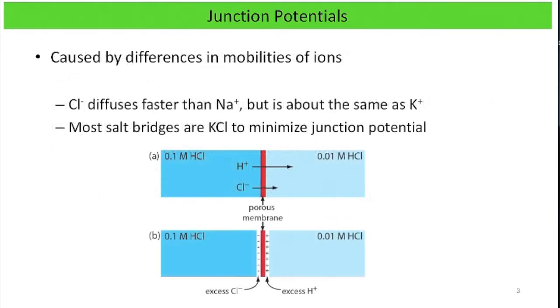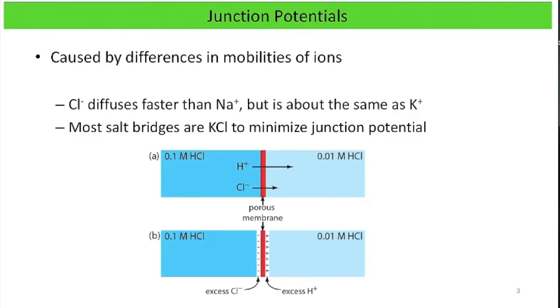So here's an example of what might happen at a junction and how the junction potentials are formed. In diagram A, we have 0.1 molar HCl on the left-hand side and 0.01 molar HCl on the right-hand side. In between those two solutions is a membrane that only allows ions to flow through it. In this case, since the 0.1 molar HCl side is more concentrated than the 0.01 molar HCl, the ions are going to want to flow from left to right.